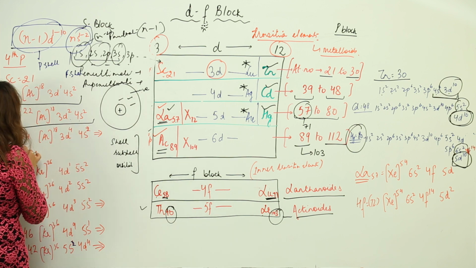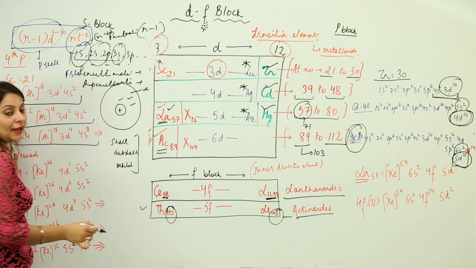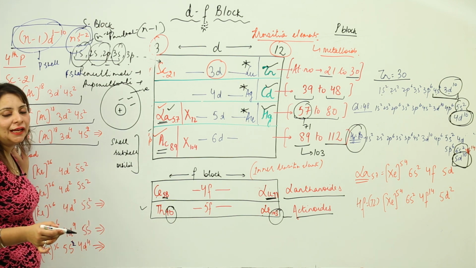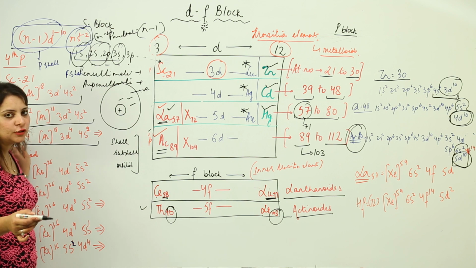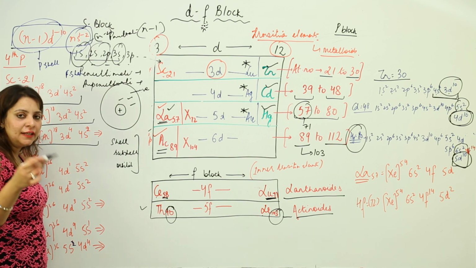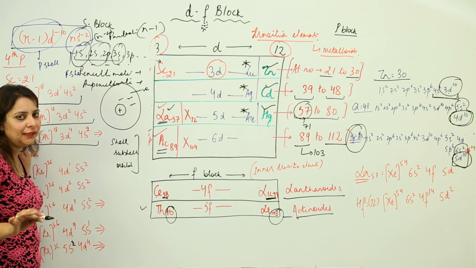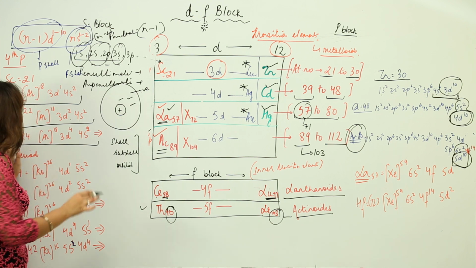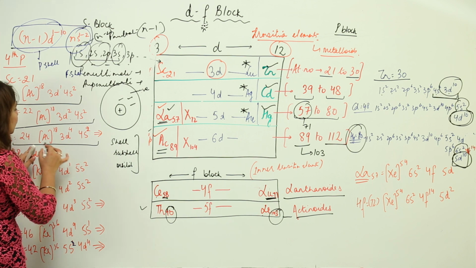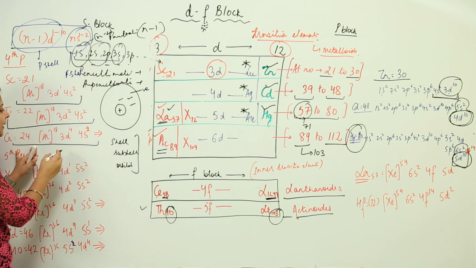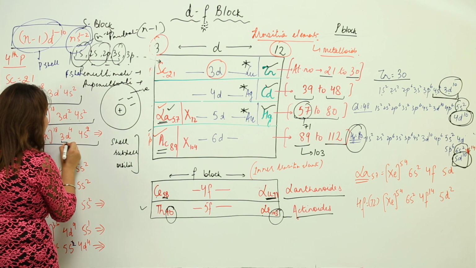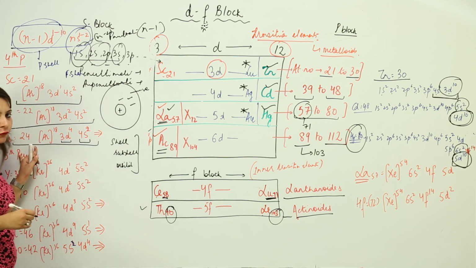Coming on to chromium, you all know that copper and chromium have anomalous configurations. The reason behind it is more exchange energy, and half filled and fully filled orbitals are more stable. So if we talk about exchange energy or fully or half filled orbitals, we are talking about the stability on the whole, right. So if we write the configuration for chromium, it should be like this. But instead of this, what is there? Actually there is a slight difference of energy between 3d and 4s.